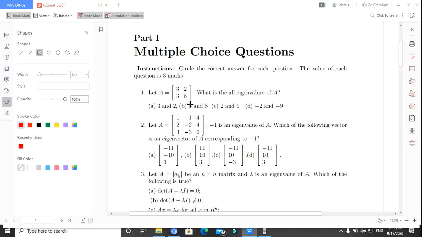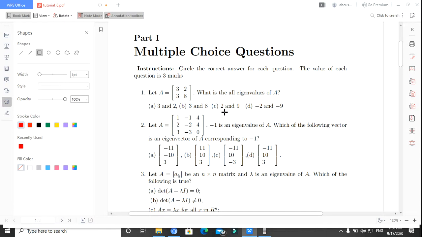Let's use the next condition to check which option, B or C, is correct. The determinant of the matrix should be equal to the product of the eigenvalues. Let's calculate the determinant of this matrix A, which is very easy to calculate. 3 times 8 is 24, minus 3 times 2, which is 6. 24 minus 6 will give 18. The determinant of this matrix A is 18, so the product of the eigenvalues should be exactly 18. In B, the product is 3 times 8, 24, which is not 18, so B is eliminated. And in option C, 2 times 9 will give 18.